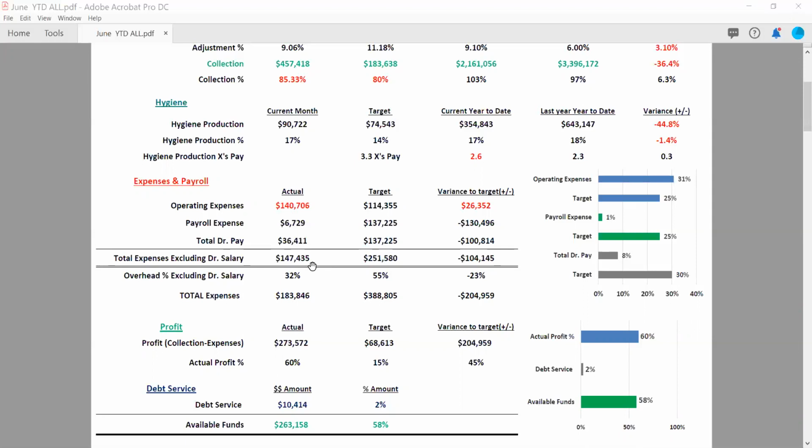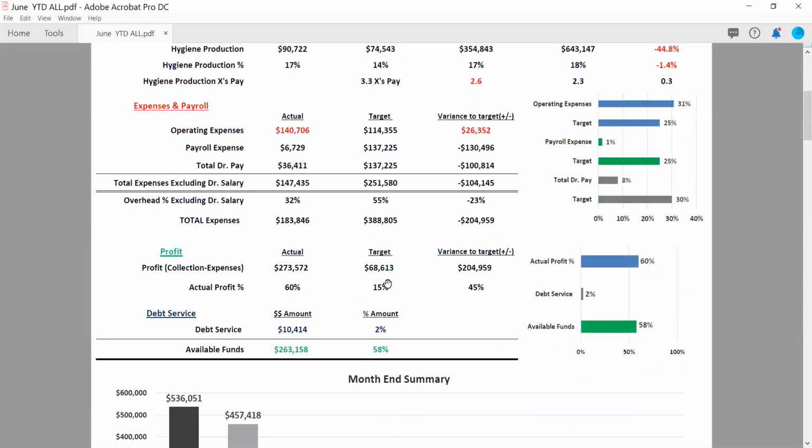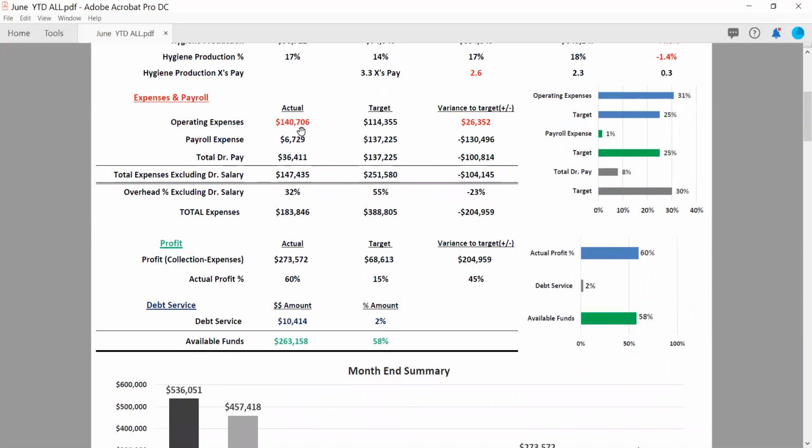Sure. Okay, so that's the hygiene section. Do we have questions on that part of the report? No? Okay. The second half of the report here, we get into again, just high level expenses based on what phase you're in. And again, these are all pretty straightforward.